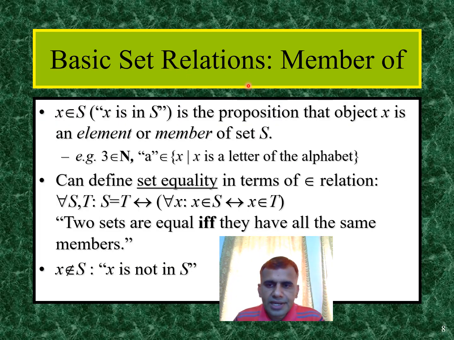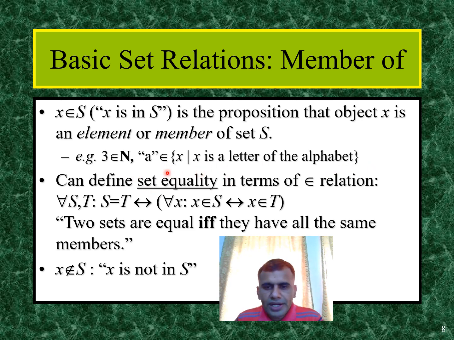So basic set relations, member of. Now see this thing. This is epsilon, the Greek letter epsilon. The meaning of this is in or belongs to, is a member of, is an element of, like that. X belongs to S, we'll read it as X belongs to S, X is in S, is the proposition that objects X as an element or member of the set. For example, 3 belongs to N, A belongs to X, where X is the letters of the alphabet.